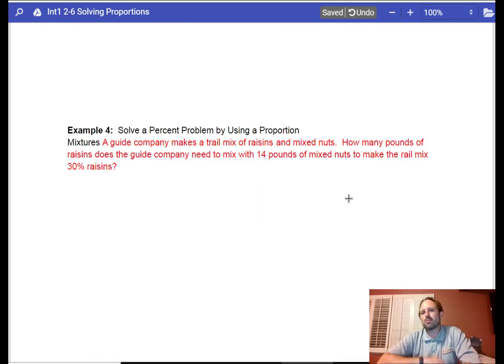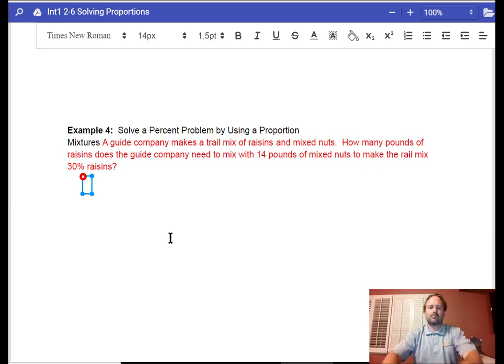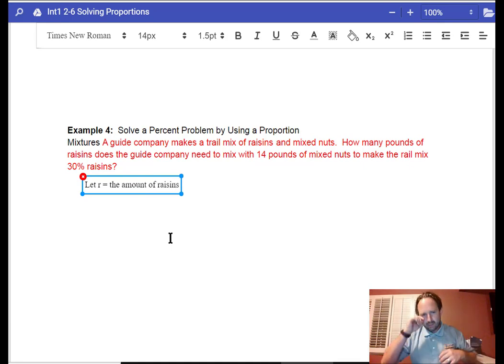Example 4. Solve a percent problem by using a proportion. A company makes a trail mix of raisins and mixed nuts. How many pounds of raisins does the company need to mix with 14 pounds of nuts to make the trail mix of 30% raisins? Okay, so let R equal the amount of raisins, because we know how many pounds of mixed nuts there are going to be.